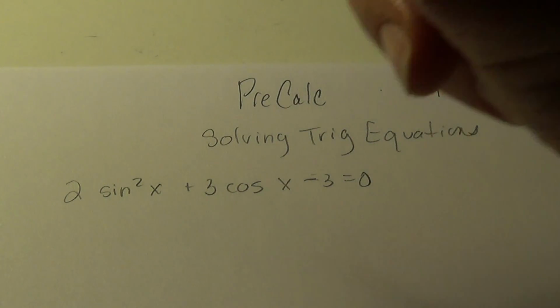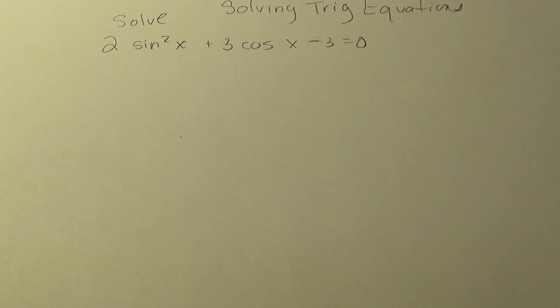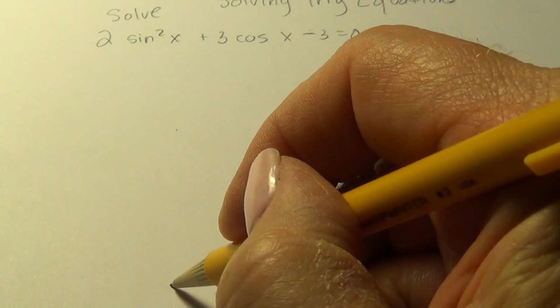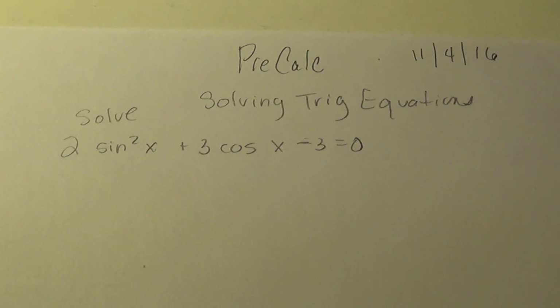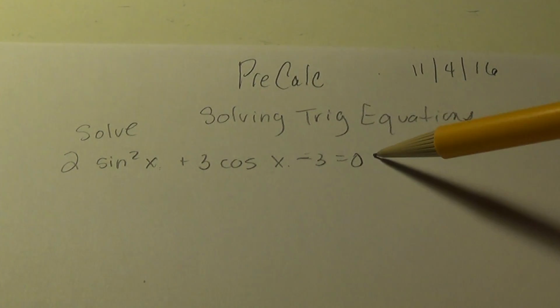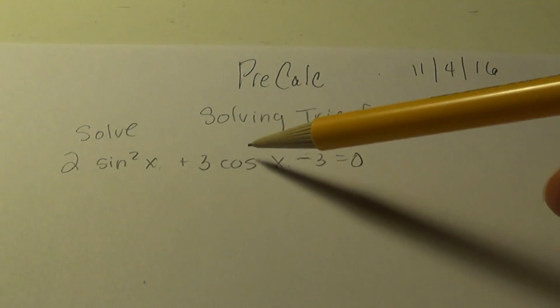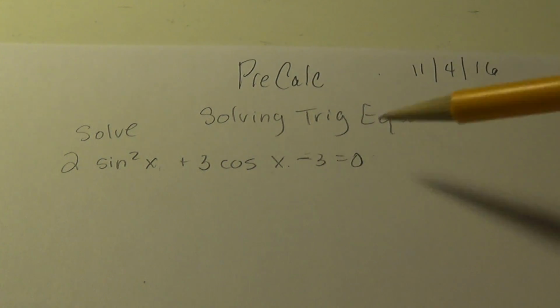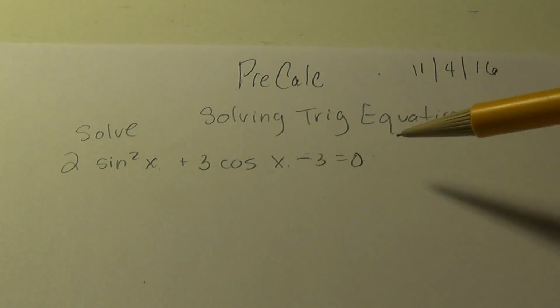So the command is solve. So once again, at the end of our story, somewhere down here at the end, we'll have x equals some value. And we're looking for an angle so that when we put it in this equation for x, it creates a true statement. So 2 sine squared of that angle plus 3 cosine of that angle minus 3 will give us 0. So I notice the complication, do you?